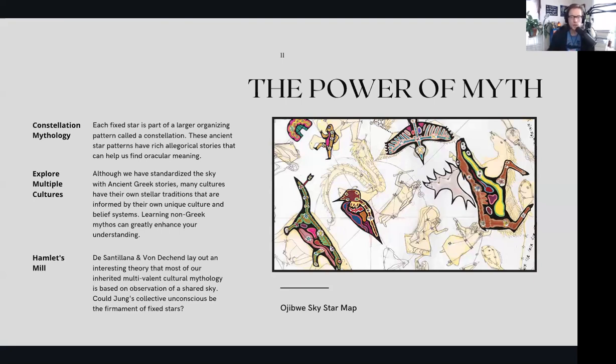All right. So in their book, Hamlet's Mill, that I was talking about earlier, these authors, De Santillana, I think that's how you say it, and this is a Dutch name, Van Dechend, I think that's how you say it, I'm not sure. They lay out an interesting theory that most of our inherited multivalent cultural mythology is based on observation of a shared sky. So the question that comes up in my mind as I was reading this book is: is this Jung's collective unconscious? Is it the firmament of the fixed stars?